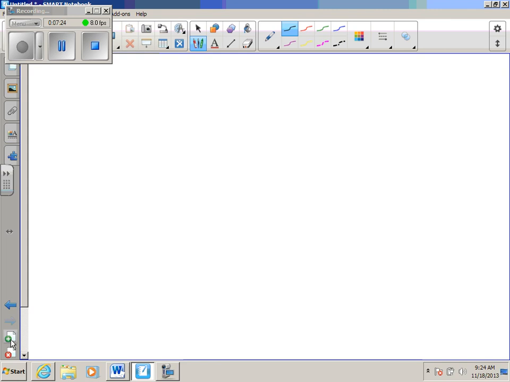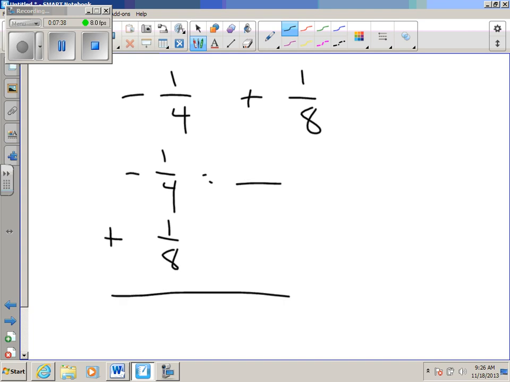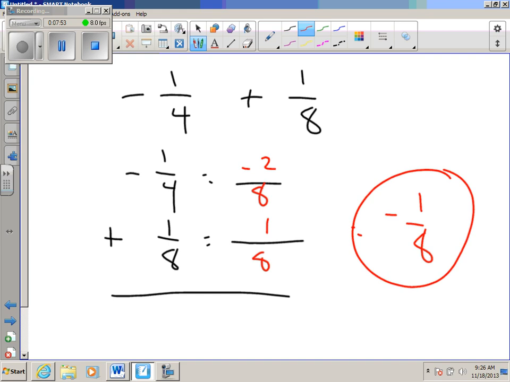Okay, here, try this one. Negative 1/4 plus 1/8. Okay, so negative 1/4 plus a 1/8. Yes, you are absolutely correct. If I don't have to switch, then I don't. But I do here. Times 2 is a negative 2, right? So a negative 2 plus 1, negative 1 over 8. Okay?